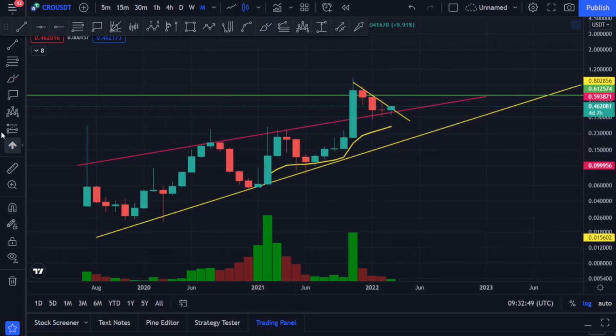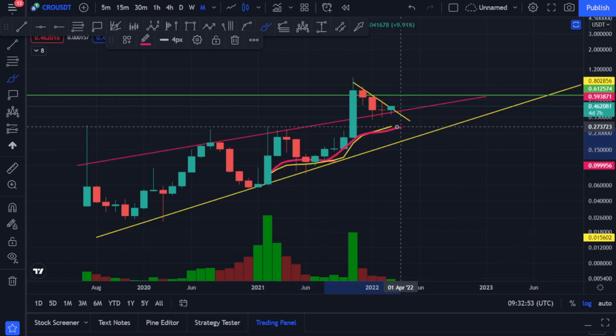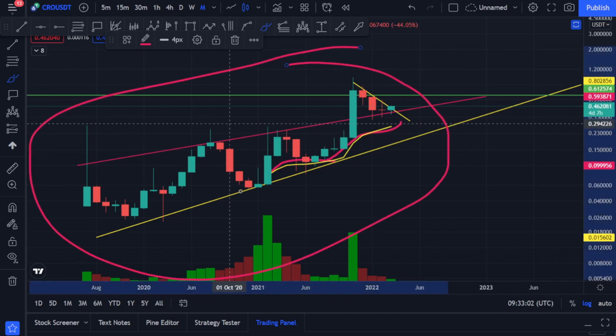Now you can see where the 20 moving average is. It's below the price action, and this is what you want to see. As long as the 20 moving average is below and the price is above, the whole pattern is bullish.